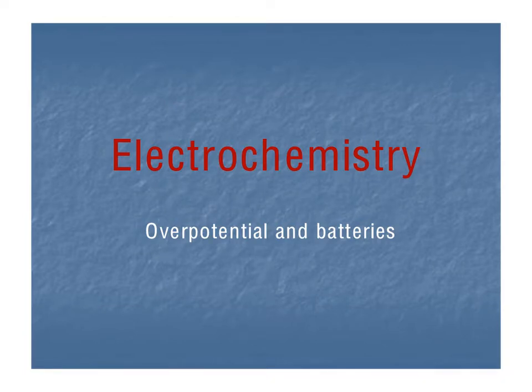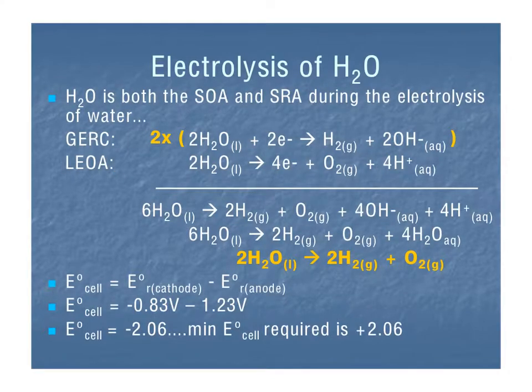In this video, we will talk about the concept of overpotential, which is related to the chloride anomaly. We'll also talk about batteries, but remember, in this case, a battery is a series of two or more cells linked together. First, let's discuss the background that leads to the chloride anomaly.